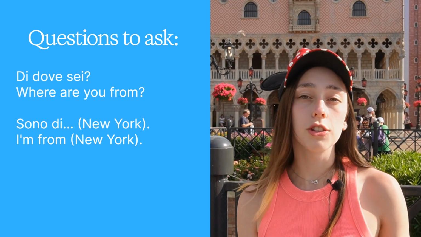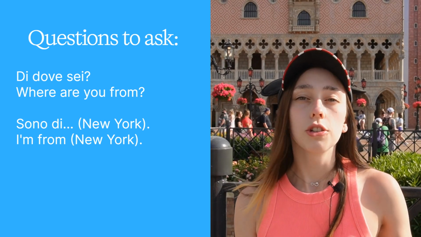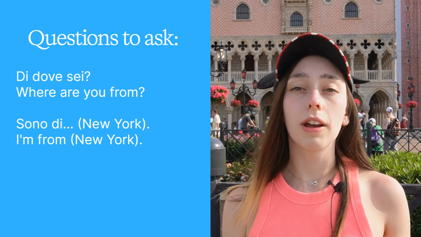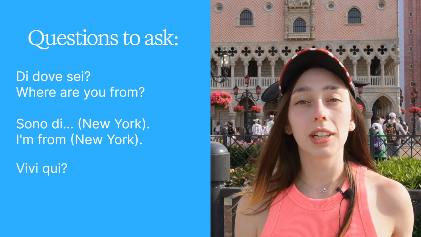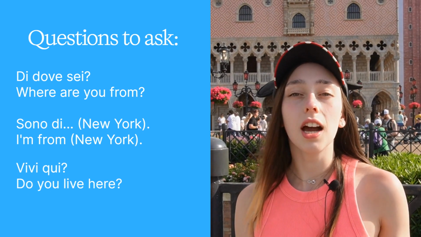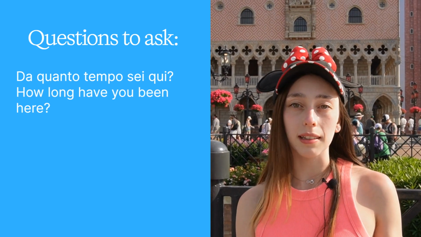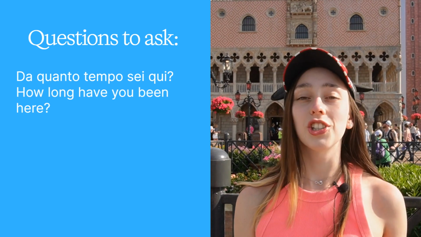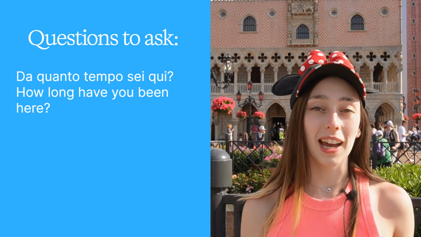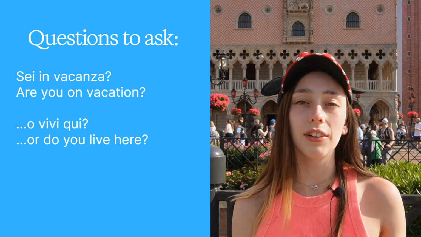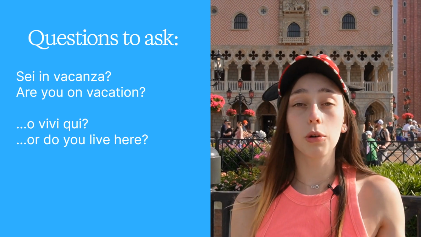You could start with sono di, a city, sono di New York. Something you could ask is di dove sei, where are you from? Something else you could ask is vivi qui, do you live here? Another question, da quanto tempo sei qui? How long have you been here? And if you want to ask, maybe if someone's on vacation, again, there's hundreds of questions we could ask here. You could ask, sei in vacanza, o vivi qui? Or do you live here?